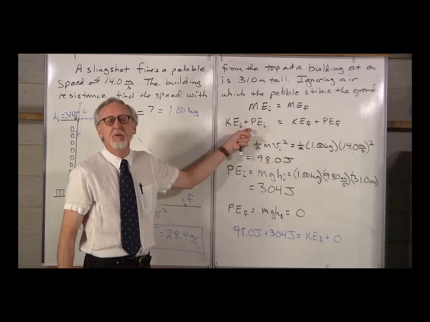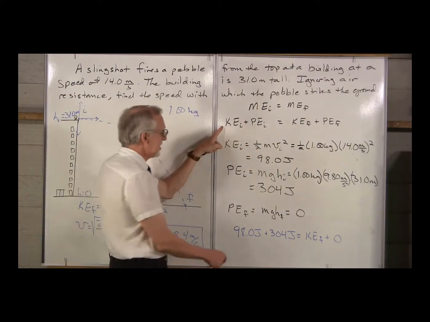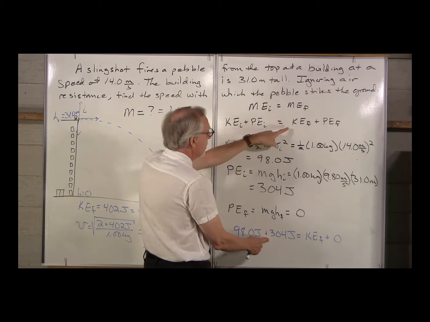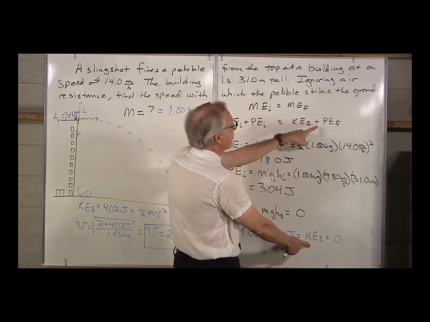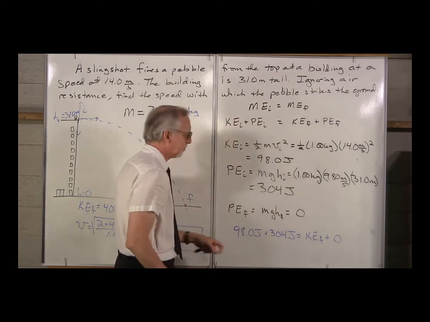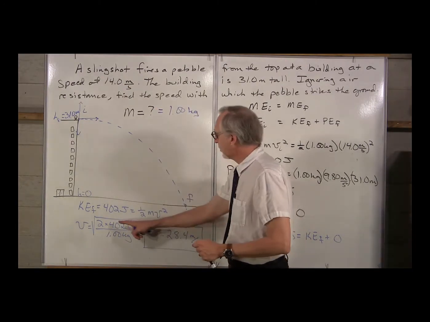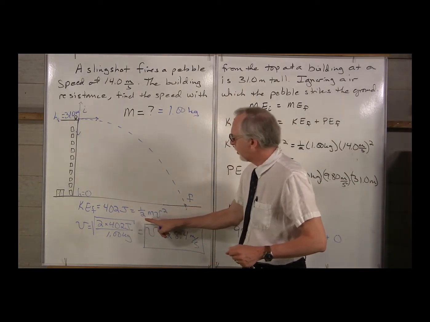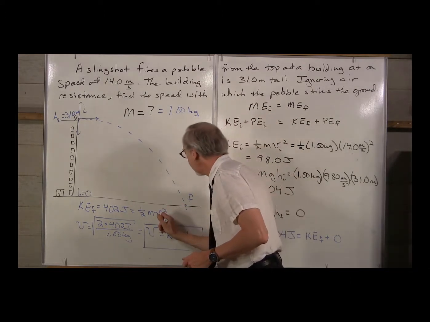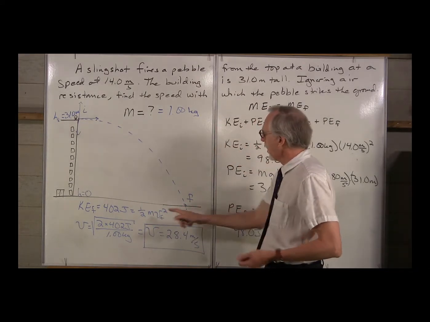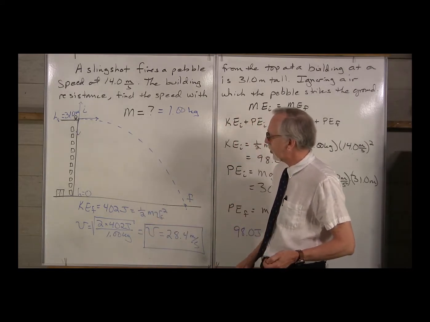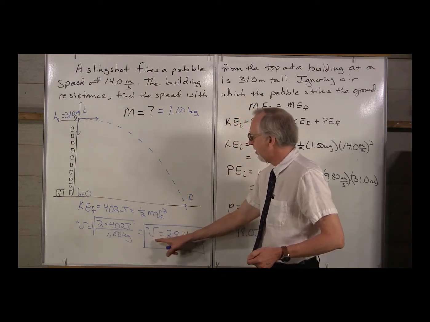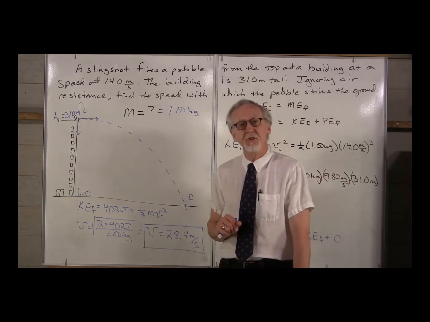So what does our conservation of mechanical energy tell us? Initial kinetic, 98 joules, plus initial potential, 304 joules, equals final kinetic, that's what we're looking for, plus final potential, which is 0. In other words, KE final is equal to 98 plus 304 joules, or 402 joules, which equals 1/2 m v final squared. Multiplying by 2, dividing by m, take the square root, we get v is equal to root 2 times 402 joules divided by 1 kilogram, or v equals 28.4 meters per second.